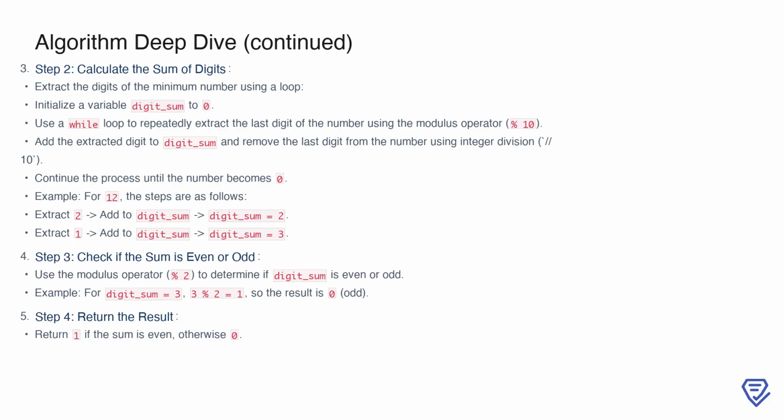For example, if the minimum number is 12, we first extract 2 and add it to digit_sum, making the sum 2. Next, we extract 1 and add it to digit_sum, bringing the total to 3. Once the digits are summed, we move on to determine whether the sum is even or odd. This is done using the modulus operator again. If digit_sum % 2 equals 0, the sum is even, otherwise, it is odd. In our example, 3 % 2 equals 1, so the sum is odd, and we return 0 as the result.